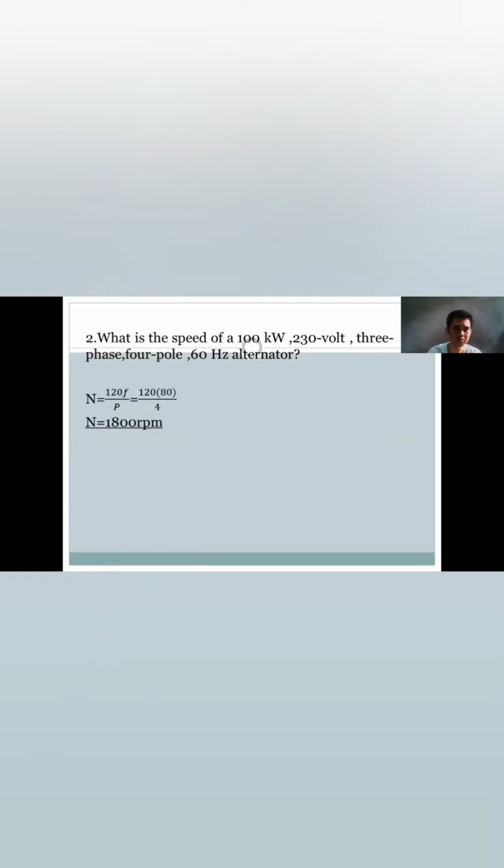Number 2. What is the speed of a 100 kilowatts, 230 volts, 3-phase, 4-pole, 60 hertz alternator? N equals 120 f over P, equals 120 times 60 over 4. So, the answer is 1,800 RPM.